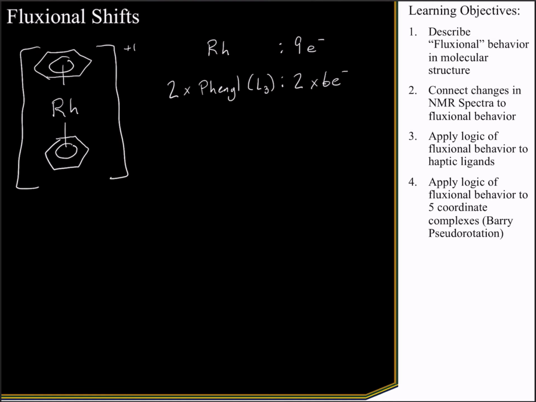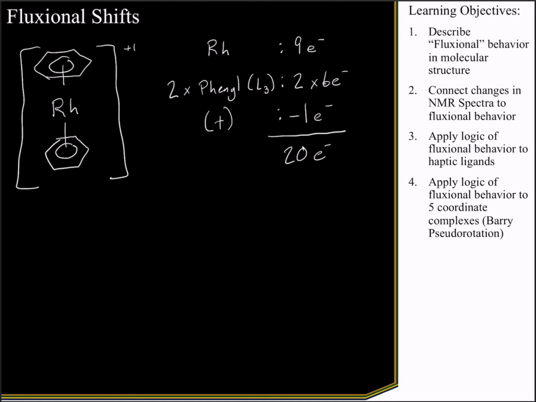And then lastly, we need to account for our charge. And so this is a cation, meaning we lose 1 electron from our count. And so what we're left with is a 20 electron complex. And this doesn't look too bad, right? We've seen 20 electron complexes before. There was an example of a nickel aqua complex that was 20 electrons. But now we don't necessarily have to be 20 electrons.